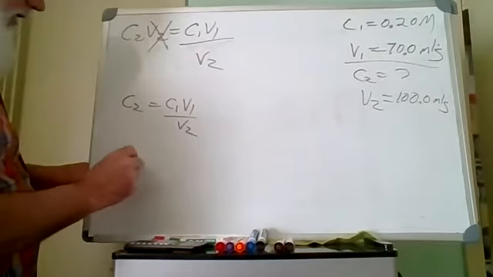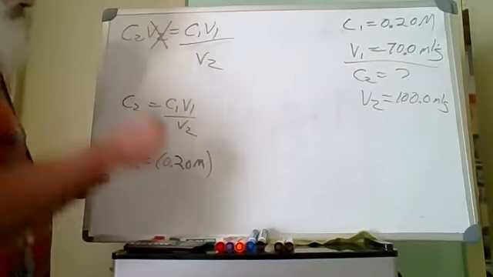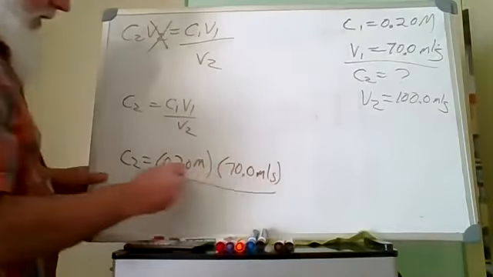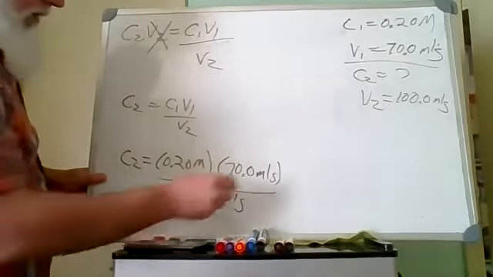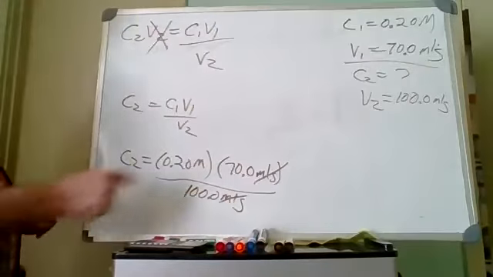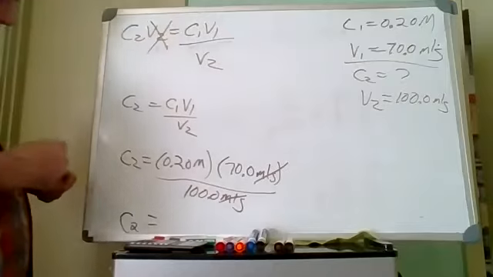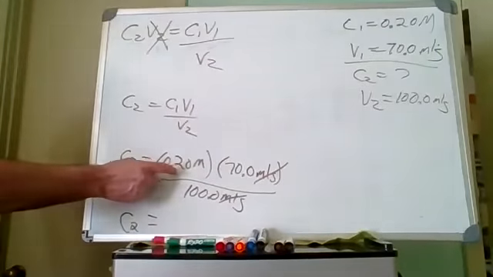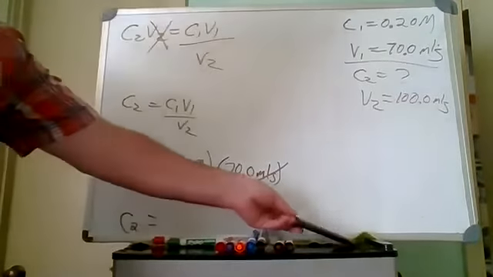We can go ahead and plug the numbers in. So C1 is 0.20 molar. V1 is 70.0 mils. And V2 is 100 mils. You can cancel the milliliters. And my only unit left is molar, which is what we expect a concentration to be in. Now we get out our calculator. My answer had better be less than 0.2 because I'm diluting it. So 0.2 times 70 divided by 100 equals. And I get 0.14 molar.